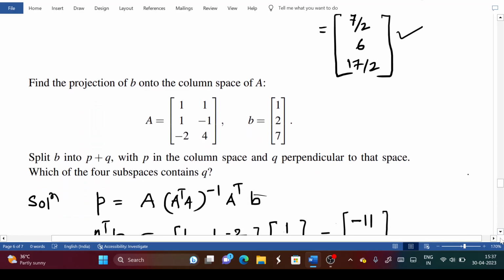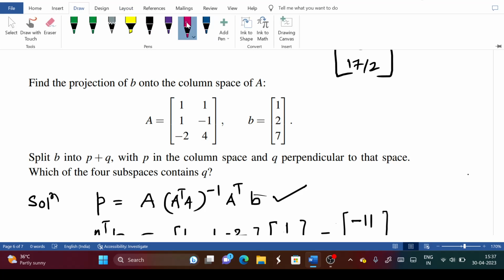Find the projection of B onto the column space of A. Here A is this matrix of columns, and B is this. We are interested in finding the projection. This one is the formula. The next part is: split B into P plus Q, with P in the column space and Q perpendicular to that space. Which of the four subspaces contains Q?